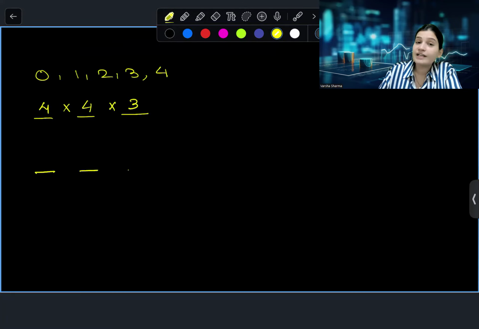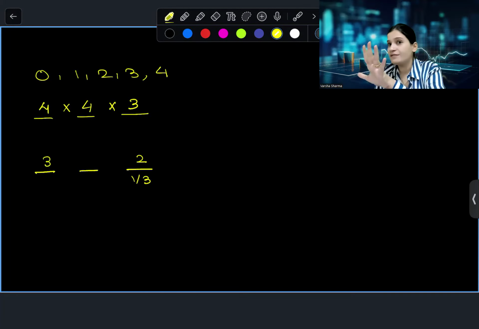If I want an even and an odd number, it's easier to think about an odd number. For an odd number, the last place has to be filled by 1 or 3. So there are 2 options to fill the last place. One of them is sitting here, remaining 4 options. In that, 0 is there. But 0 cannot sit in the first place. So 3 options are there.